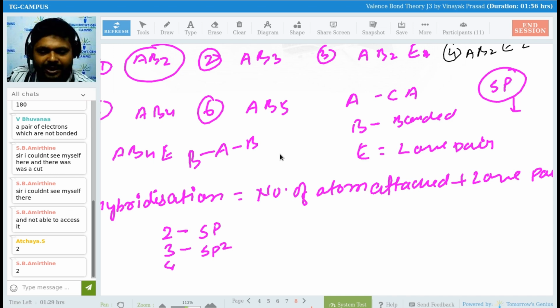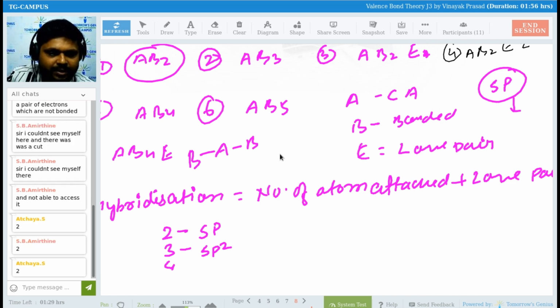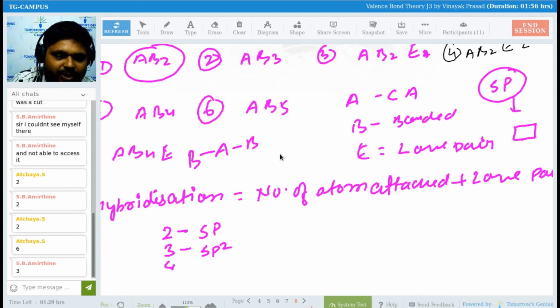Can anyone tell me how many electrons we can fill in S? The maximum number of electrons that can be filled in S is what? 2. And 1 orbital is there in S. And how many orbitals are there in P? P can be how many? Guys, I have taught you these things in the class.